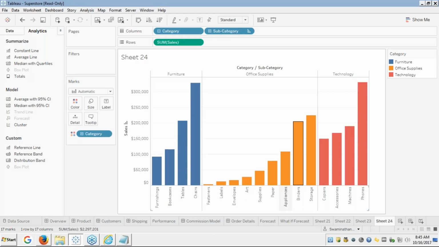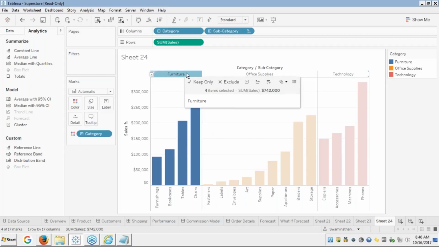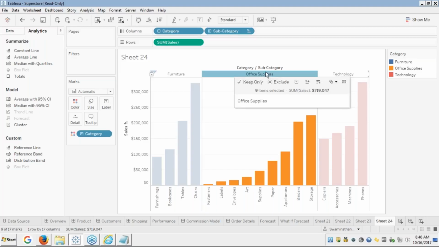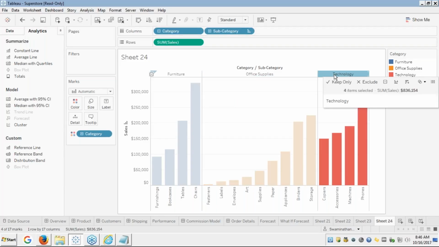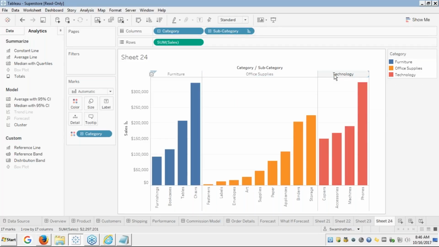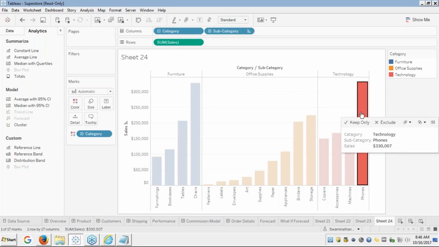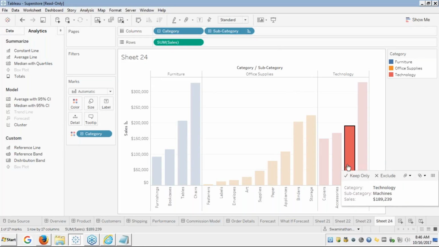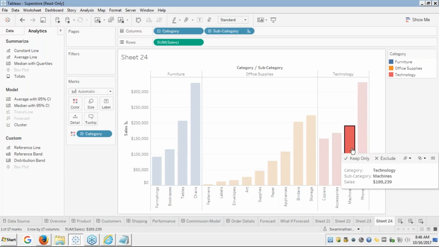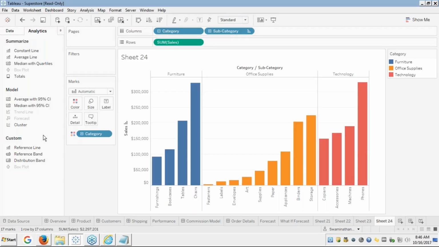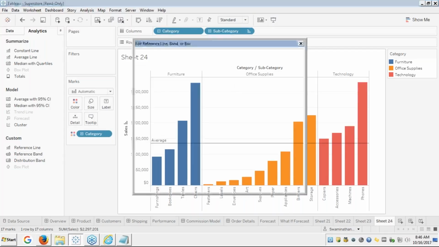First, let's understand the difference. A table is the whole table, the entire data. Pane is the individual panes, like furniture is a pane, office supplies is another pane, and technology is another pane. So this is at the pane level. And each and everything here, we call them cells. This is at the cell level. Whenever I'm adding a reference line, it is asking me where you want to add it. First, I'm choosing the reference line to be added at the table level.